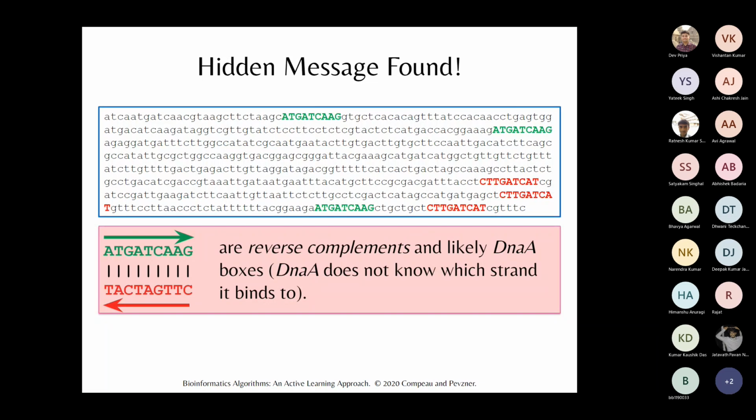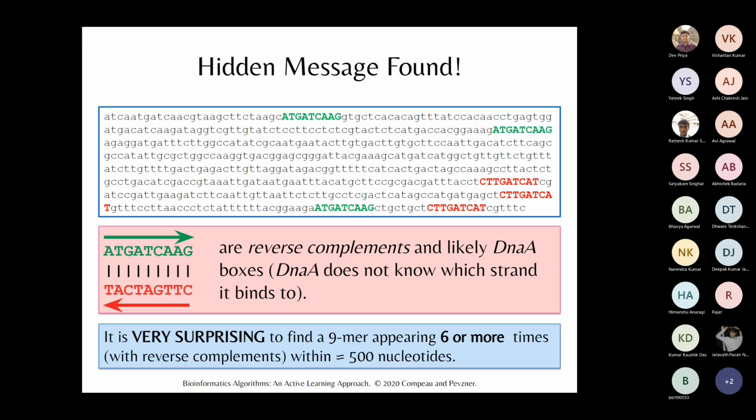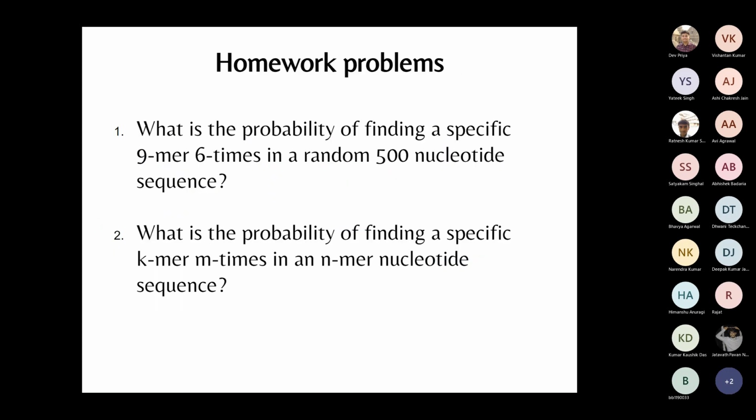But what does not make sense statistically is to find these 9-mers so frequently in this small region of the origin of replication. It is very surprising to find a 9-mer appearing 6 or more times with its reverse complement within 500 nucleotides.